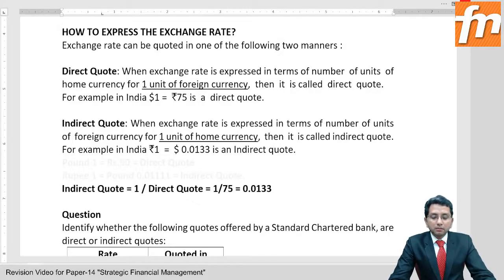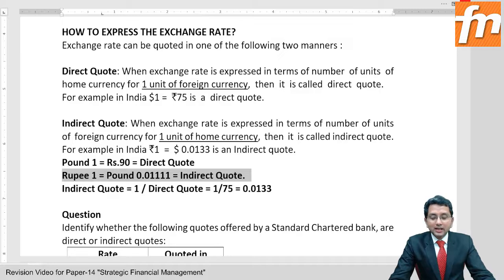Let's take one more example. If I say that 1 pound is equal to rupees 90, you might say, sir, this is not the current exchange rate. My dear friends, all these rates are illustrative in nature, and I'm never saying that these are the current rates. 1 pound equal to rupees 90. In India, this code is a direct code. You know why? Because Indian rupees is our home currency, and this exchange rate is in terms of 1 unit of foreign currency for number of units of home currency.